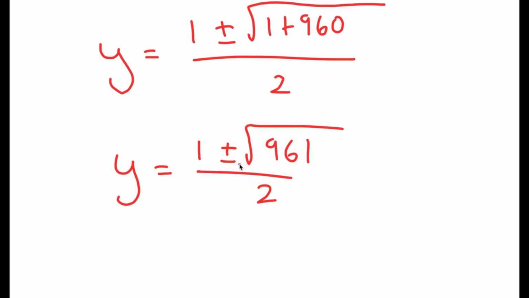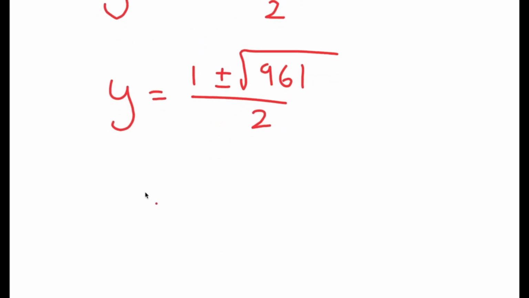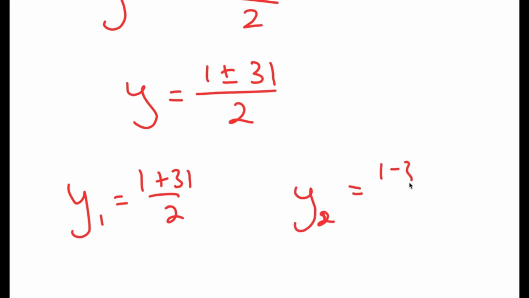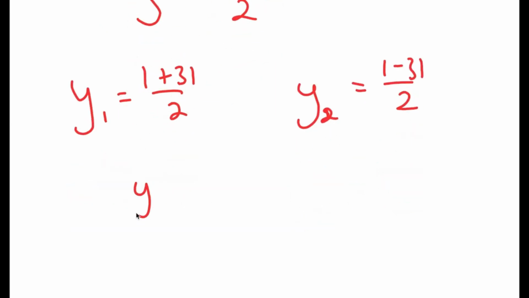So now the square root of 961 is 31. So I get y equals 1 plus or minus 31 over 2. And now I have two solutions. I have y equals 1 plus 31 over 2, and y equals 1 minus 31 over 2. So my two solutions are 17 and negative 15.